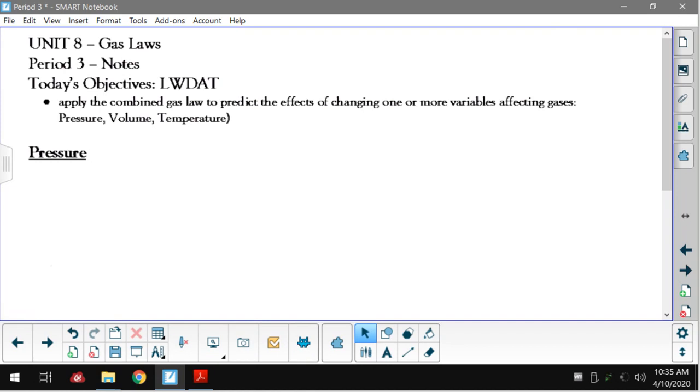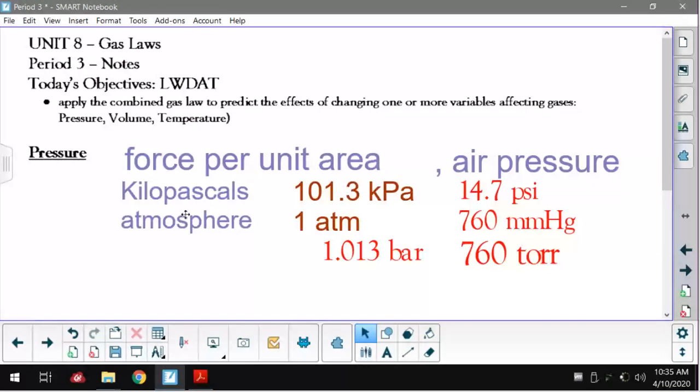So, the second lesson, we're going to talk about the different variables affecting gases. And those are pressure, volume, and temperature. So, the first variable we're going to talk about here is pressure. Pressure is the force per unit area. We've talked about that before. This was a demonstration where I leaned against somebody with my palm versus a pencil.